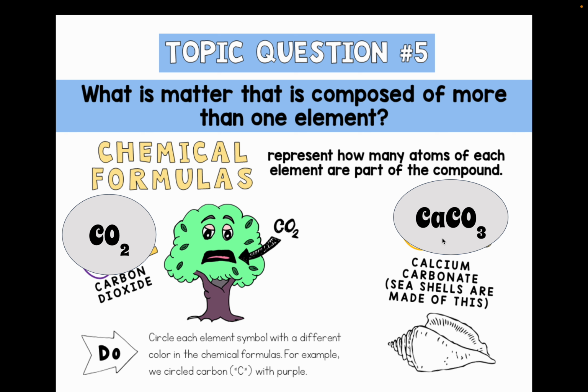Over here, when we look at calcium carbonate, we can see that we've got 1 calcium atom. Notice there's no 1 written here. That's just sort of understood. If you just see 1 chemical symbol for calcium, we're talking about 1 atom. Here there's one capital C for carbon, so 1 carbon atom, and then this subscript 3 tells us there's 3 oxygen atoms. So in the compound calcium carbonate, we've got 1 calcium atom and 1 carbon atom for every 3 oxygen atoms.